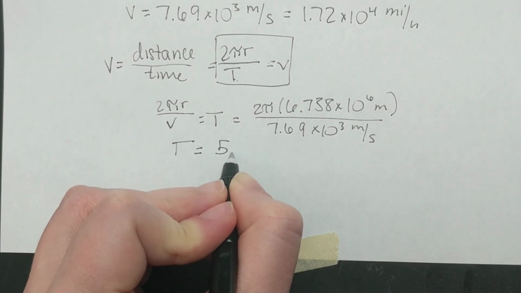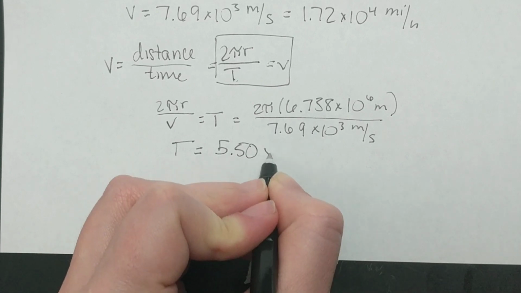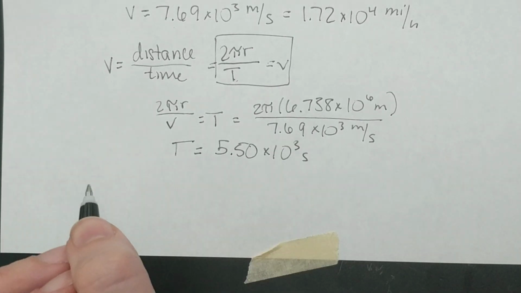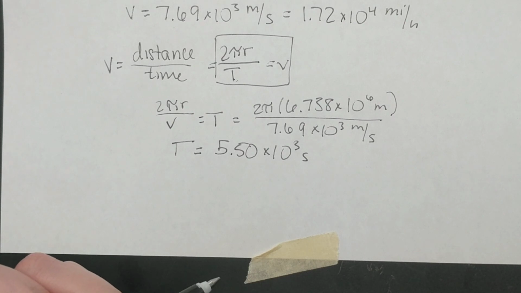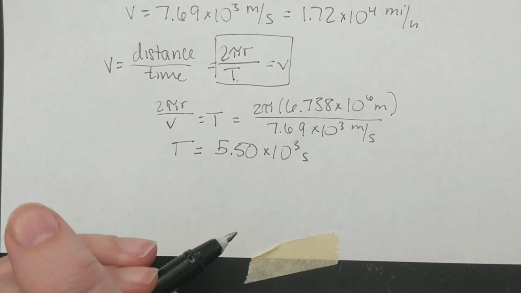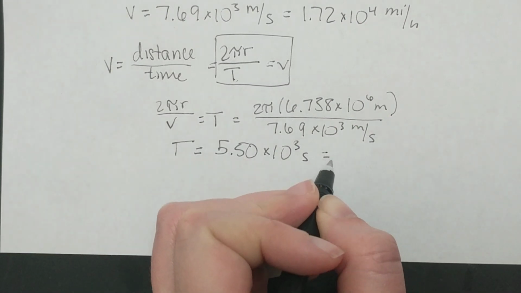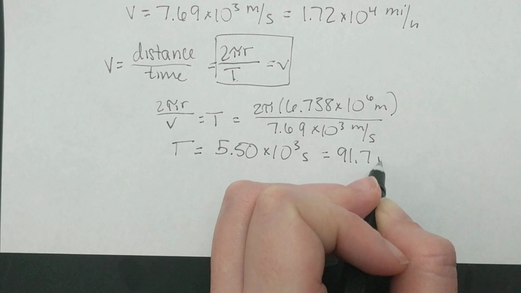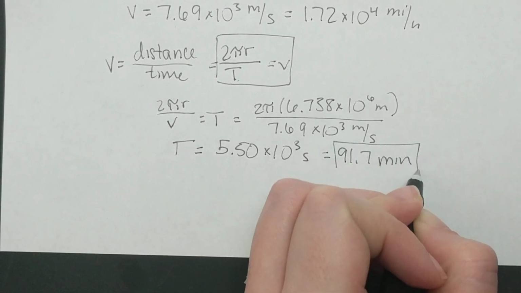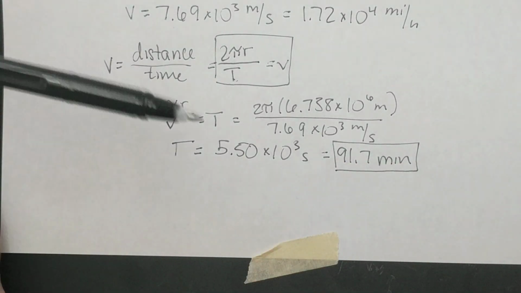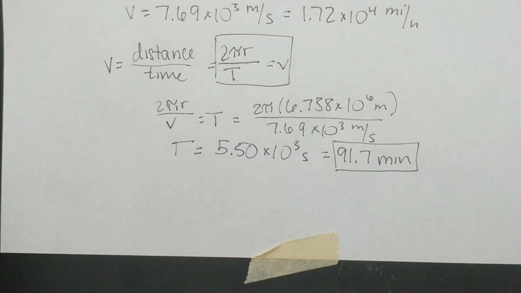we find that the period is 5.50 times 10 to the 3 seconds. To convert that to minutes, which is what the problem asks for, we divide by 60, since there are 60 seconds in 1 minute. Then we end up with about 91.7 minutes. So the ISS takes about 91 minutes, roughly an hour and a half, to make a full circular path around the Earth, which is pretty cool that we can compute with very straightforward math.